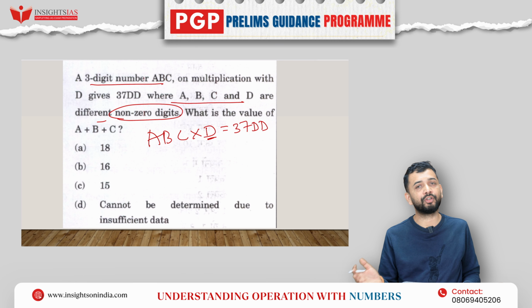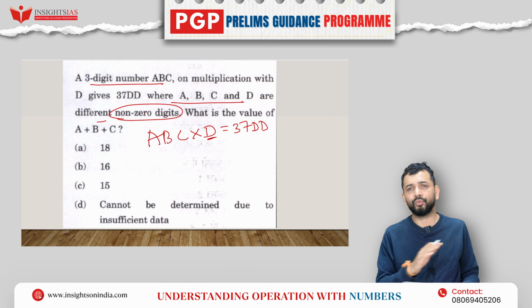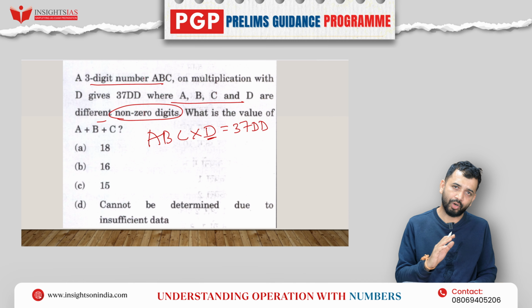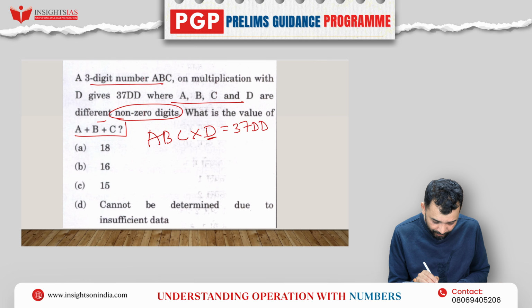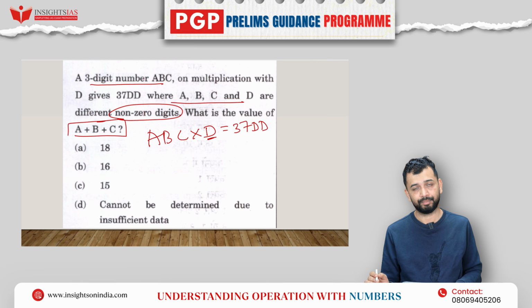So they have to be different. They should be between 1 to 9, and one cannot be the same as another. So all should be different from each other. Right, so now they are asking what is the value of A plus B.